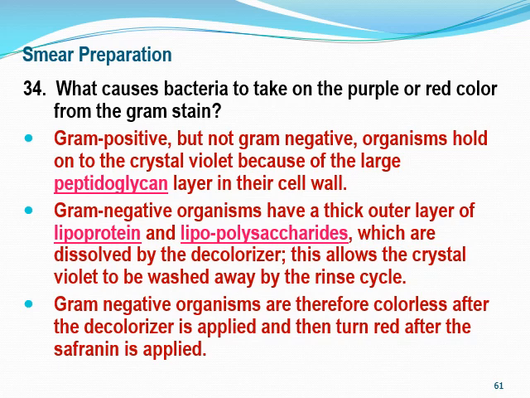But the gram-negative organisms have a thick outer layer of lipoprotein and lipopolysaccharides, which are dissolved by that decolorizer, okay? So that goes away. Now that outer layer is gone after you decolorize. This allows that crystal violet to be washed away by the rinse, and then the gram-negative organisms are colorless after they're decolorized, and then when you apply that red safranin, they take on that color.